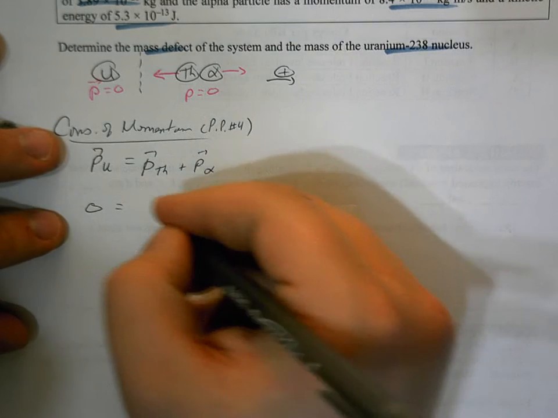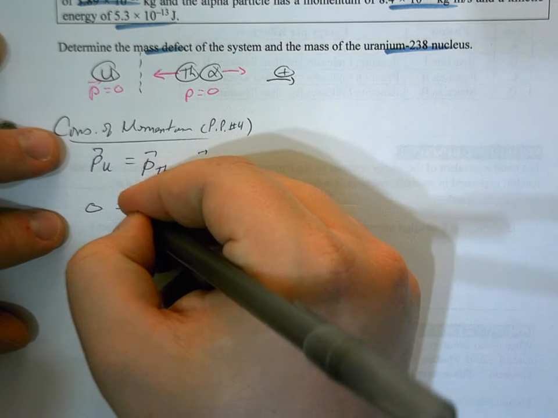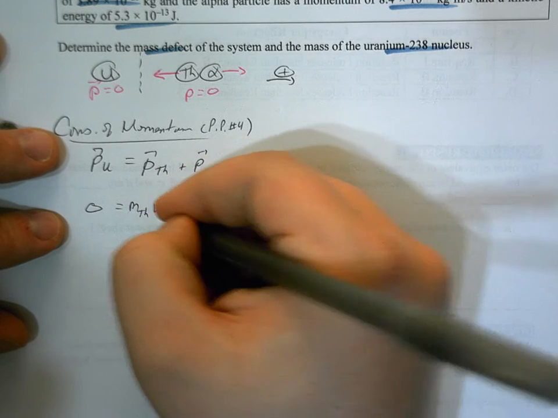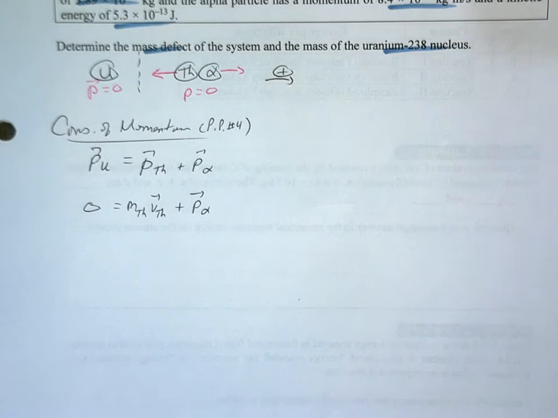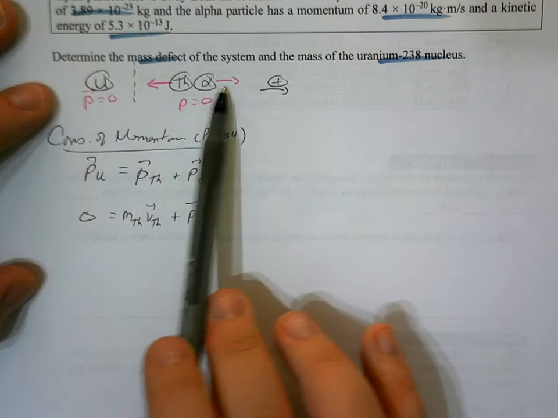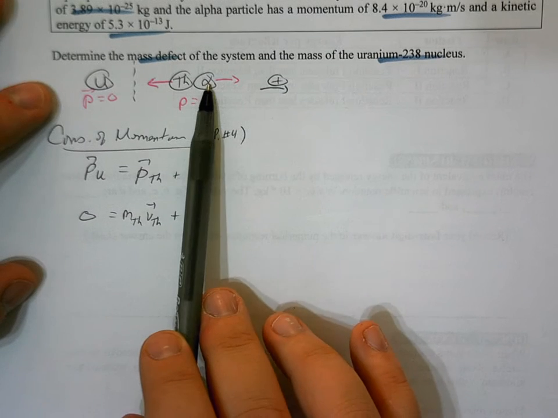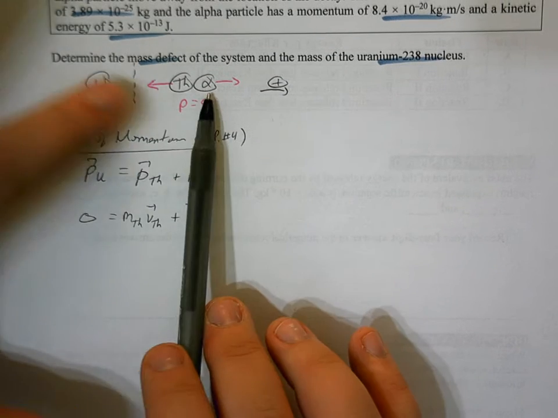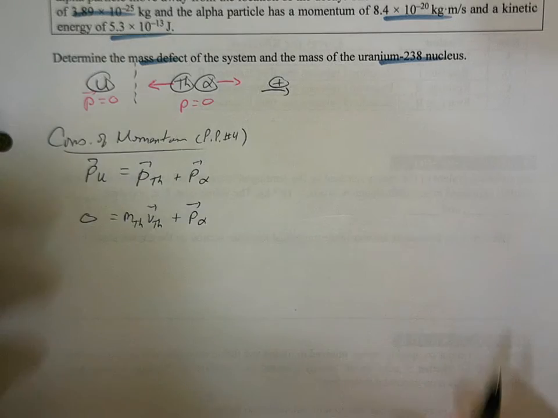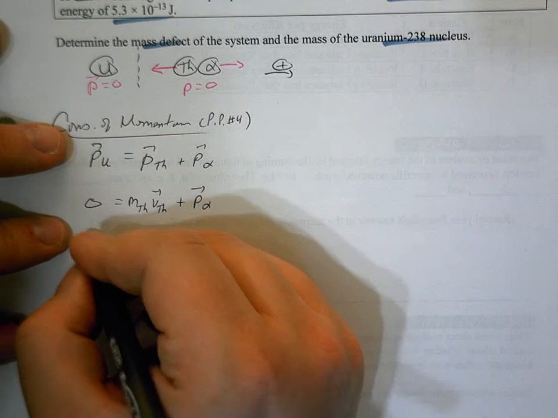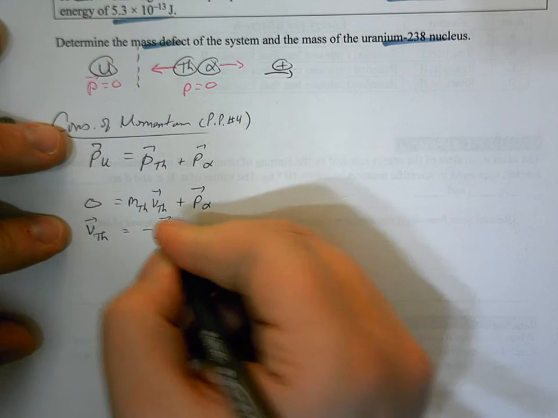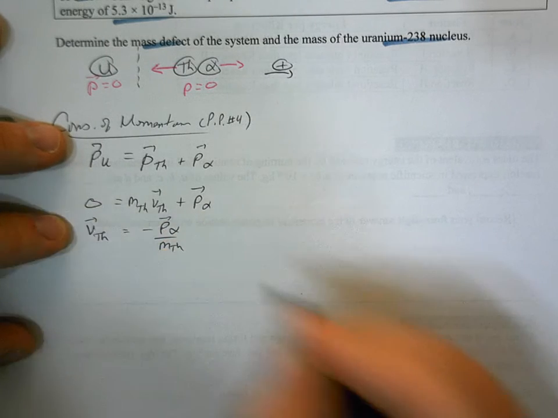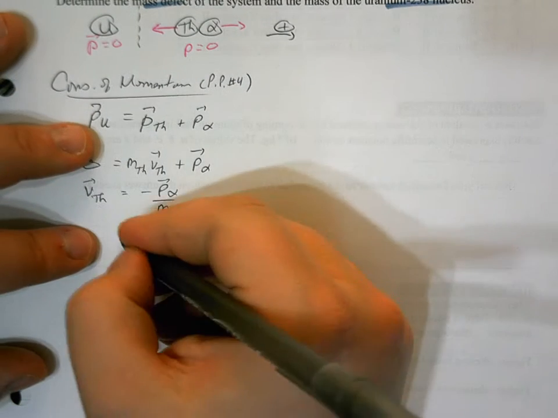So let's determine the speed or the velocity of the thorium particle. Now, I've just said the alpha particle is going right here. It could be going left for all we know. It doesn't really matter, as long as thorium and alpha are going in opposite directions. So the velocity of our thorium particle is going to be the negative of the momentum of our alpha particle divided by the mass of our thorium particle.